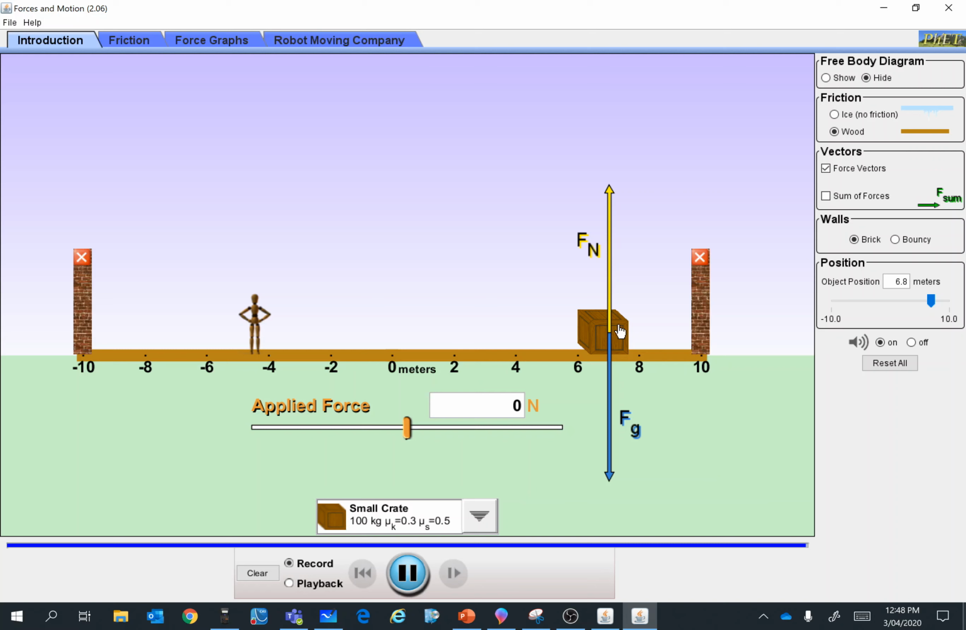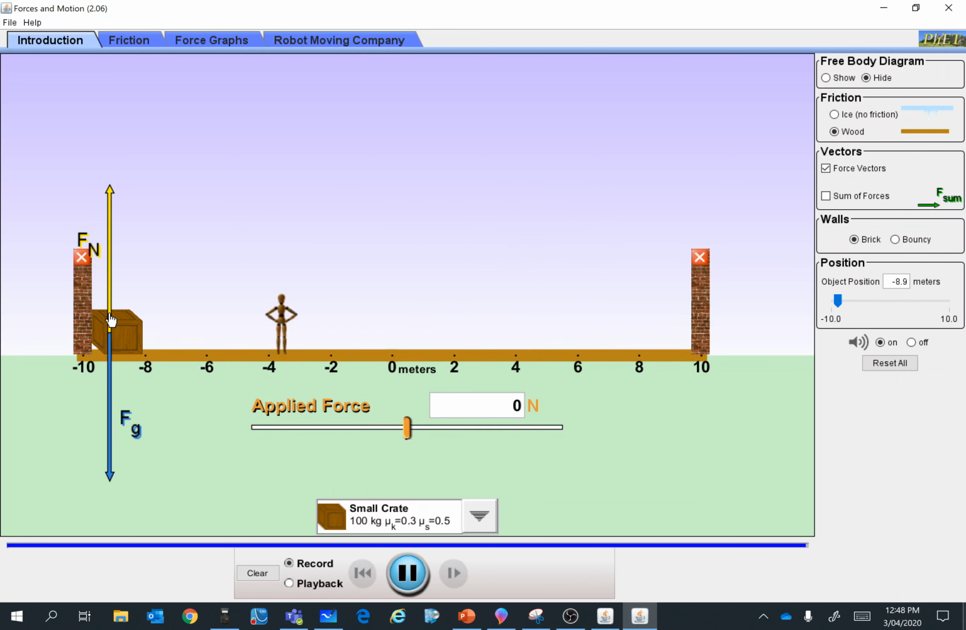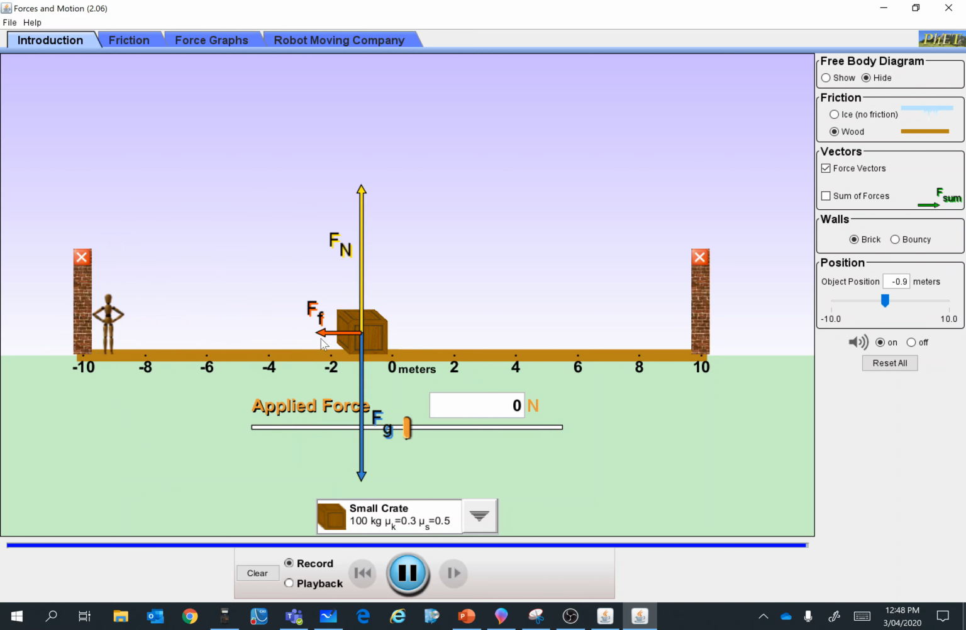If we get the robot to push on the box and we overcome the force of friction, we see we have an unbalanced force and the box moves. If I push this way and push the box for a bit, once again, eventually friction, that unbalanced force acting in that opposite direction, will slow the box down to zero again.